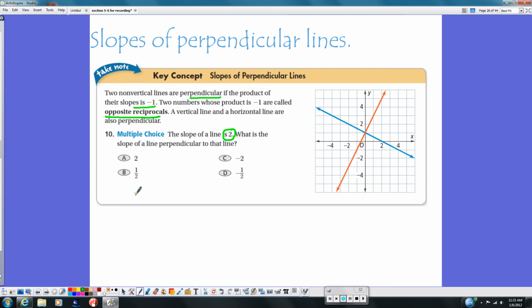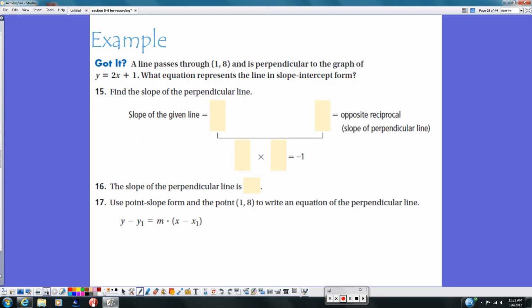So the opposite of a positive 2 is going to be negative, and I need it to be the reciprocal. So the reciprocal of 2 is 1 over 2, because again, 2 can be written as 2 over 1, and then I flip that upside down. So my answer is D.